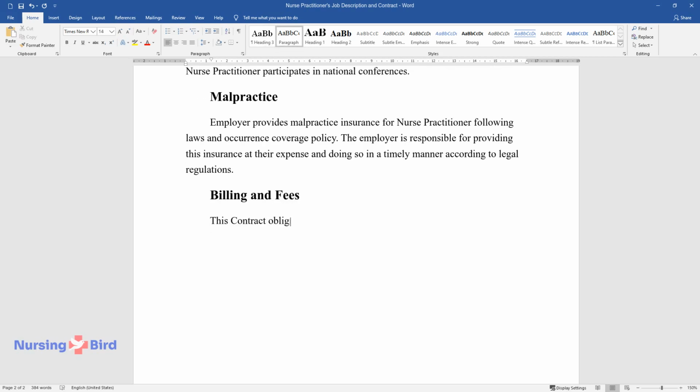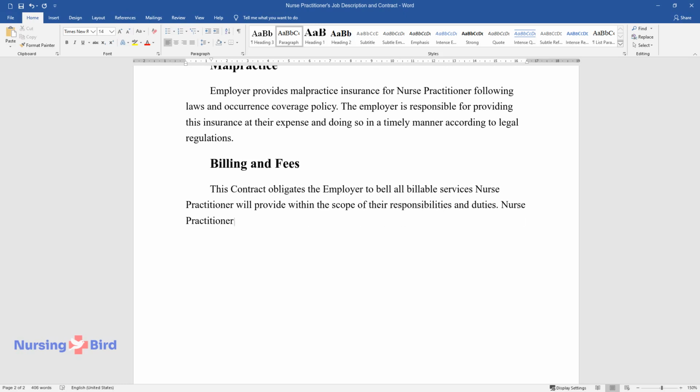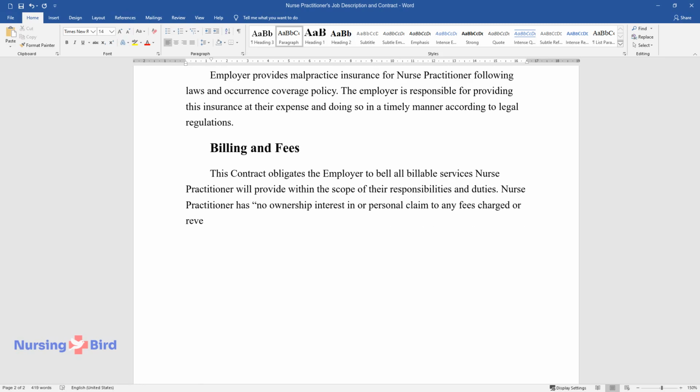Billing and fees. This contract obligates the employer to bill all billable services nurse practitioner will provide within the scope of their responsibilities and duties. Nurse practitioner has no ownership interest in or personal claim to any fees charged or revenue received for any services rendered by nurse practitioner.